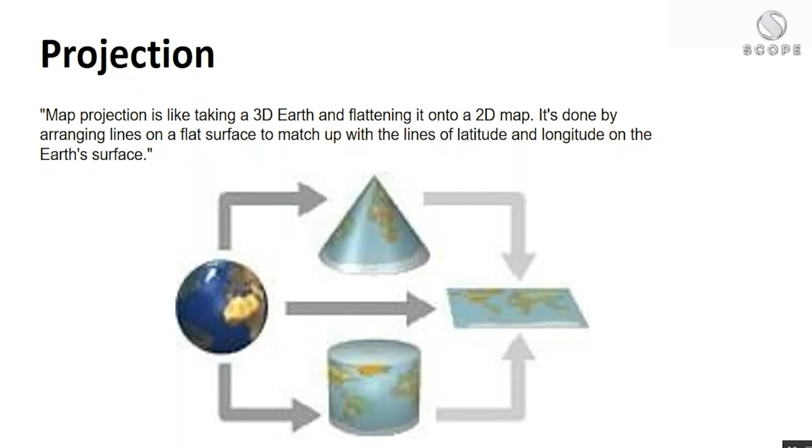For example, equal area projection. This type of map keeps things proportional. So if something is twice as big as something else in real life, it looks twice as big on the map. There are many more projections like equidistant projection, azimuthal projection, conformal projection.